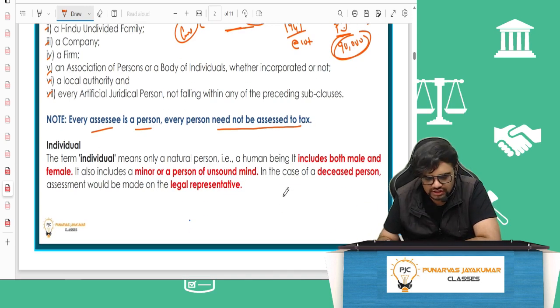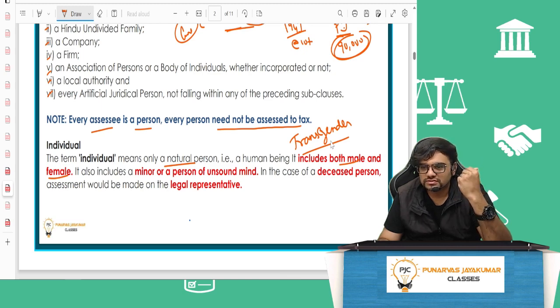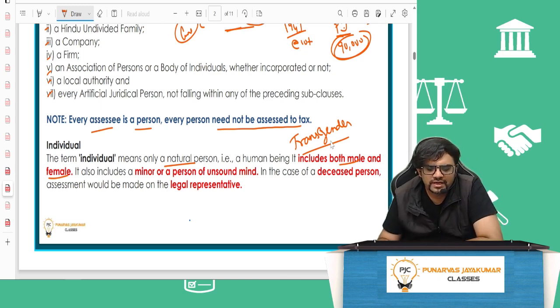Individual. The term individual means only a natural person, that is a human being. It includes both male and female. So a valid question will come now. What about transgenders? It's a very, very valid law question. What about transgenders, guys? Are they male, female? They are neither male nor female. So how will you assess tax for them? Have you ever wondered? It's a valid question because there are many transgenders who are earning pretty well, as artists, etc. So how will you do that?